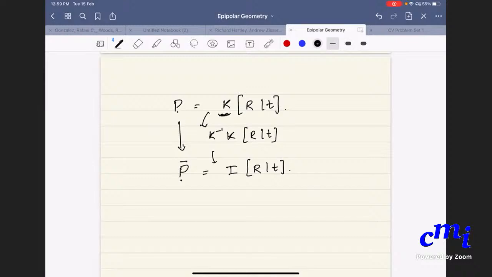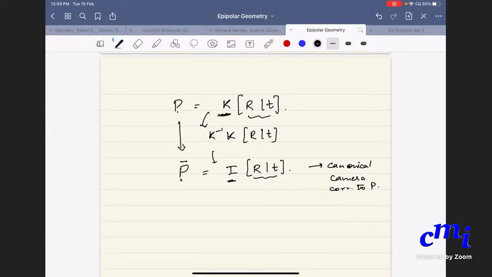So what is the relation between this P and P bar? You have normalized the intrinsic parameters. The extrinsic parameters are the same, so the parameters that define the position of this camera in the world are not changing. What is changing is that the internal parameters have been normalized. So this P bar is called the canonical camera corresponding to P, where the internal parameters have been normalized.